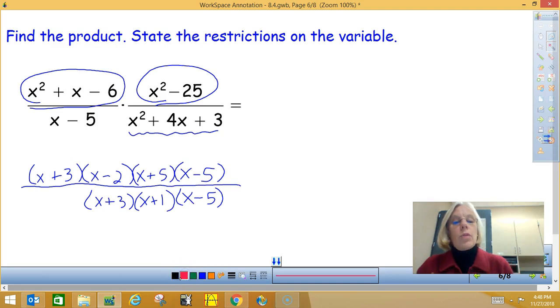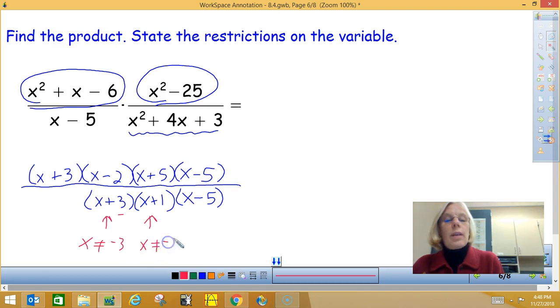Now I'm going to state my restrictions. From this factor, x cannot equal negative 3. From this factor, x cannot equal negative 1. And from this factor, x cannot equal 5. So those are my restrictions.